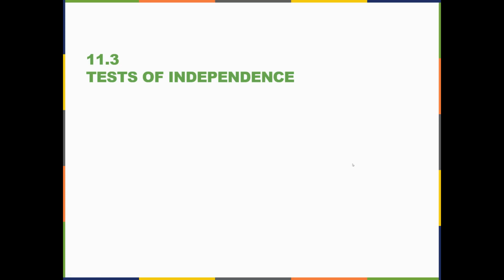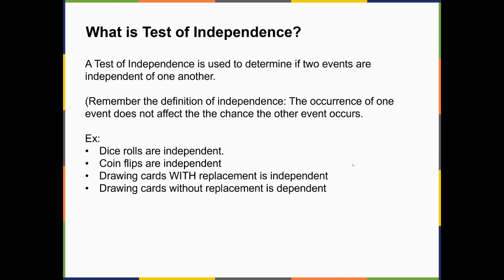11.3, we're going to be using the chi-square test to do tests of independence. A test of independence is used to determine if two events are independent of one another. And let's take a moment to remember the definition of independence. Remember, two events are independent if the occurrence of one event does not affect the chance that the other event occurs.